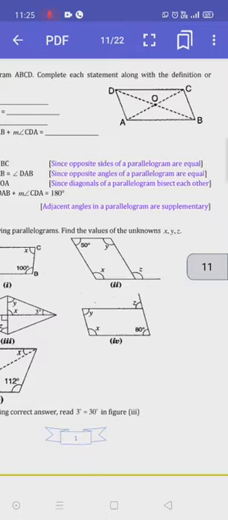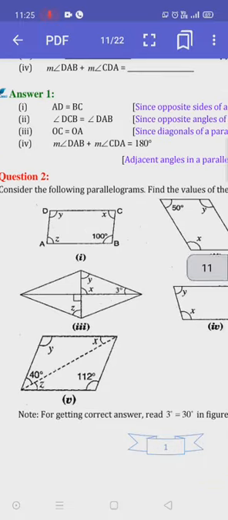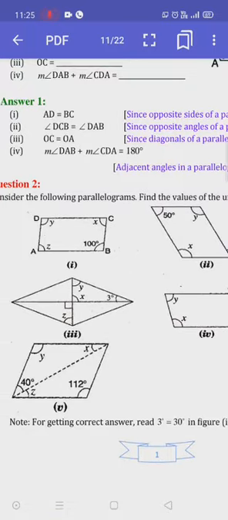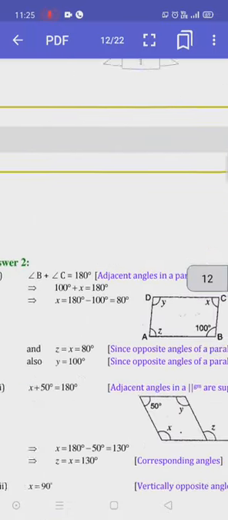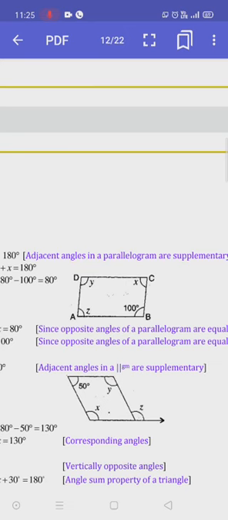In the second question, first part. Okay, in the first part, what is given? ABCD is a parallelogram, because in the second question all figures are parallelograms. We have to get the value of x, y, z. Now my dear students, you know very well, in a parallelogram opposite angles are equal, number one, and second, the sum of adjacent angles is 180 degrees.